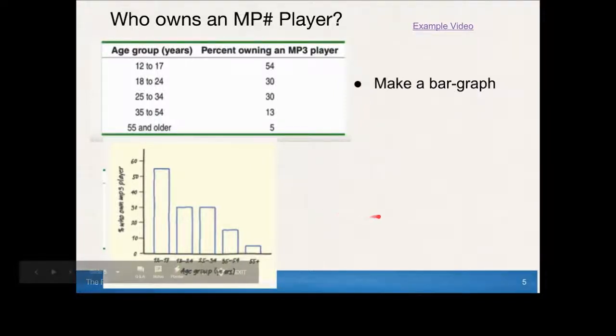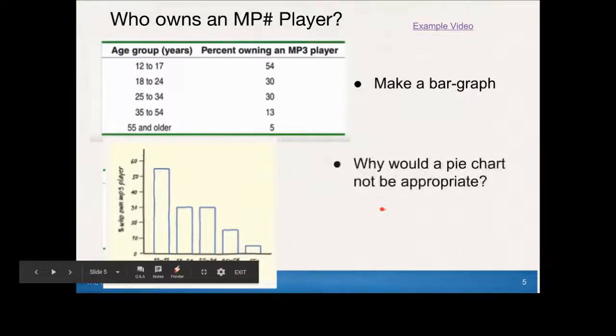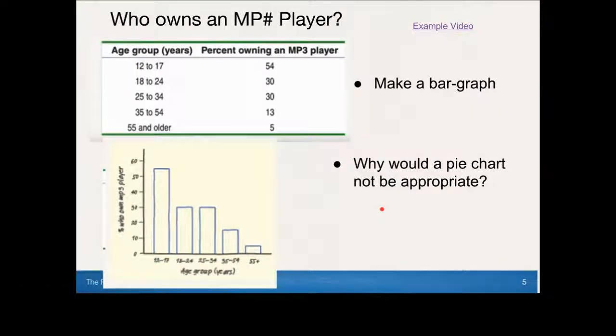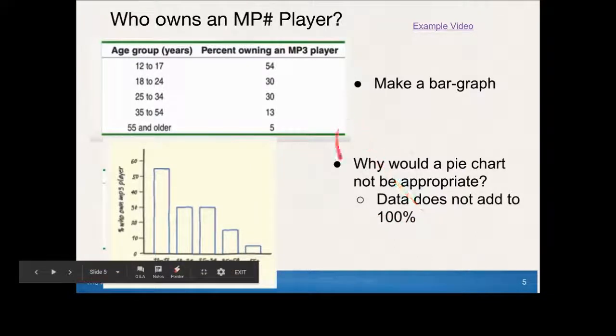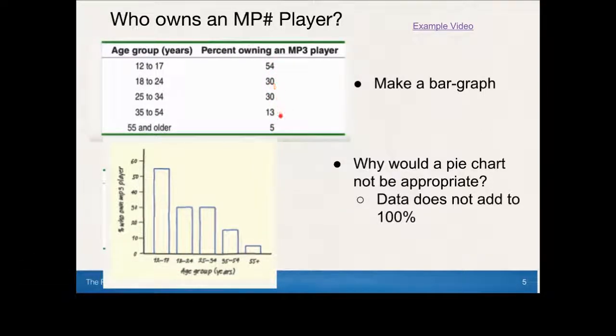So would it be appropriate for us to make a pie chart out of this? Yeah, if you thought no, you're right, because we don't have 100%. If you add these up, we don't get 100%. We have clearly over, because 30 and 30 is 60, and 50 is well over 100% already. So the confusing part is why don't we have 100%? It's because they polled. There was another question in there.